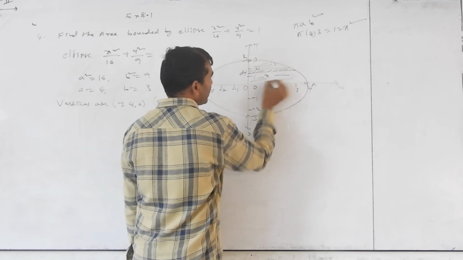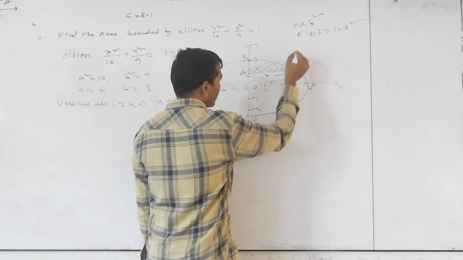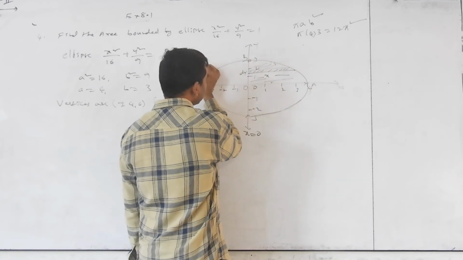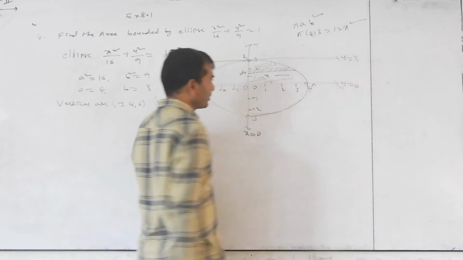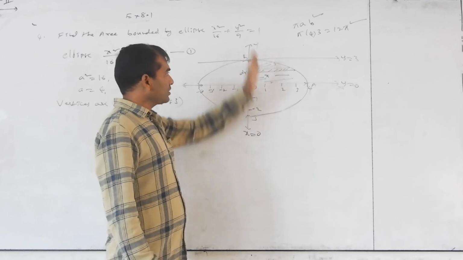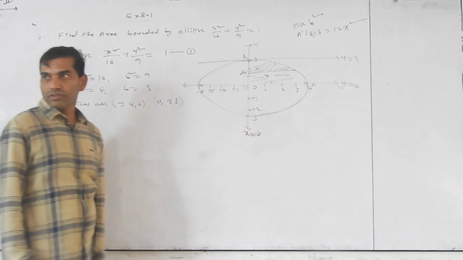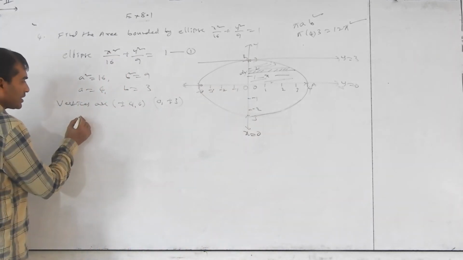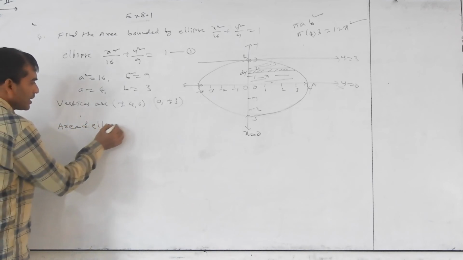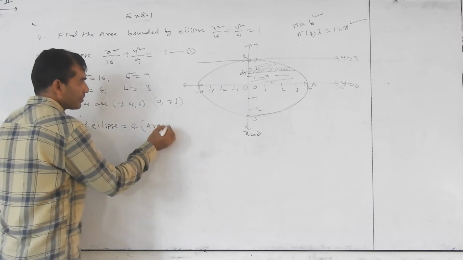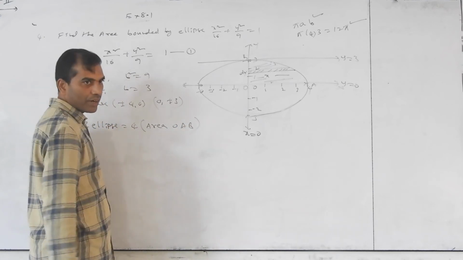So first let's find this area. This area is bounded by x equal to 0, sorry, we should take y limits. It's bounded by y is equal to 0 and y is equal to 3. If you take with respect to the x-axis, we should take x limits, x equal to 0 and x equal to 4. Understood? Now, the area of the ellipse equals 4 into area of OAB, the area of curve OAB.